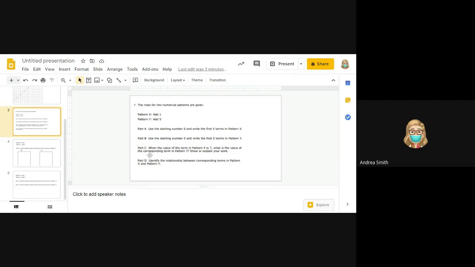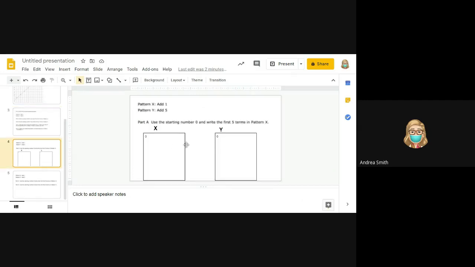We have different parts to this, and I'm not going to go through all of them, but I just want to go through a couple of them with you step by step to make sure that you are doing well with following the patterns, okay? Let's start off with the first one. Part A says use the starting number 0 and write the first 5 terms for pattern X. Pattern X says add 1, start with 0. That sounds super easy.